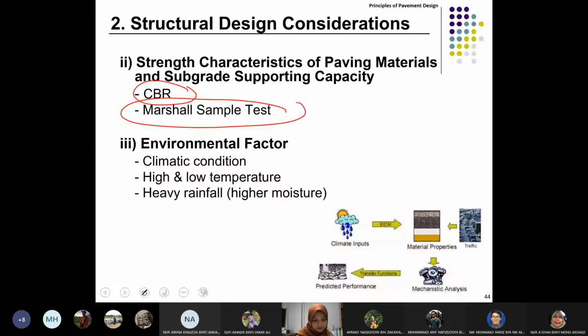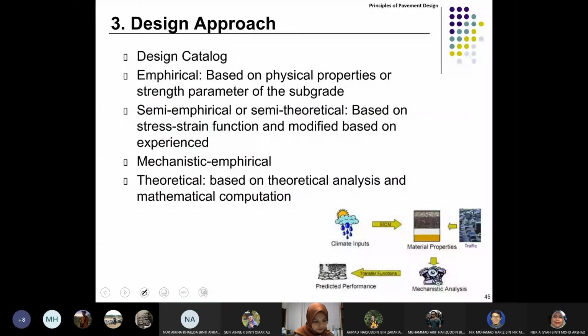This is more to environmental factor. That would actually have a very powerful impact on the strength of the road. Okay, then finally you akan guna design catalog. Design catalog ni nanti akan ada dalam video 5.3, macam mana you nak tengok the design catalog.